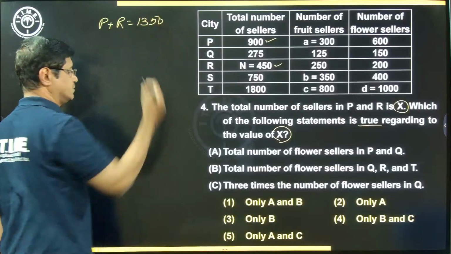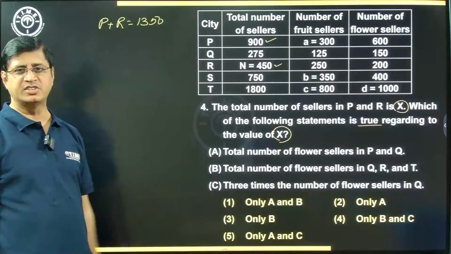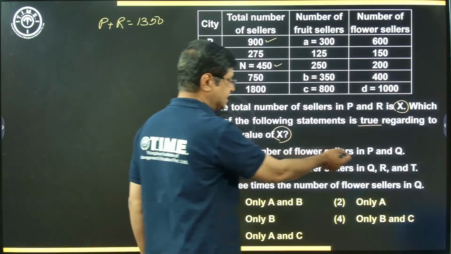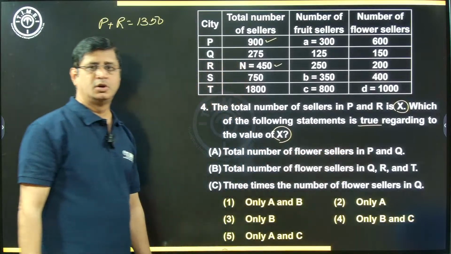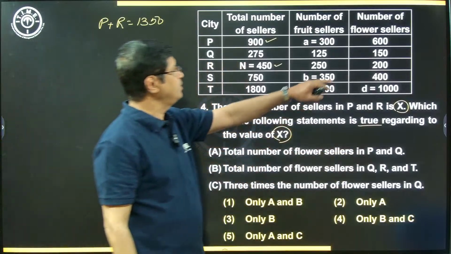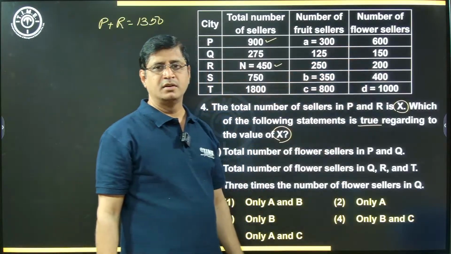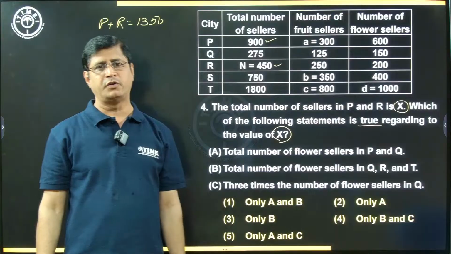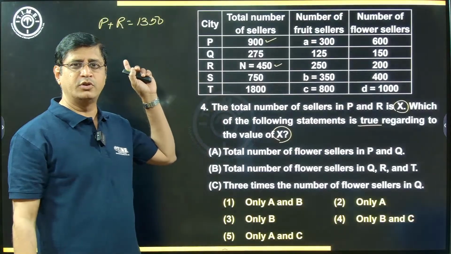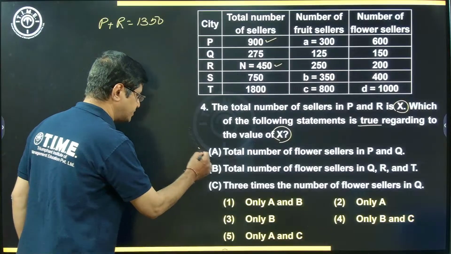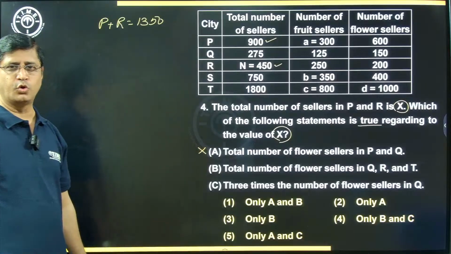Yes, my dear student, just look at the statements one by one. First one, total number of flower sellers in P and Q. Flower sellers in P and Q means here P 600 and Q 150. 600 plus 150, that is 750. But the actual value given here is 1350. So it is not the same, which means it is ruled out.